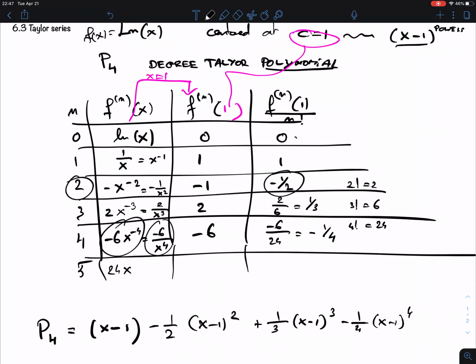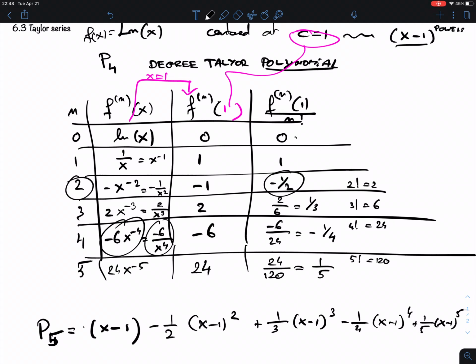That's 24x to the negative 5th. So plug in 1, we get 24, and now divide by 5 factorial, which is 120. That's actually, amazingly, just 1/5. Well, if you kind of see what happens, it's not so amazing. So the next one is 1/5 (x minus 1) to the 5th. Of course, now we are calculating P5. But I think you kind of see the pattern, right?